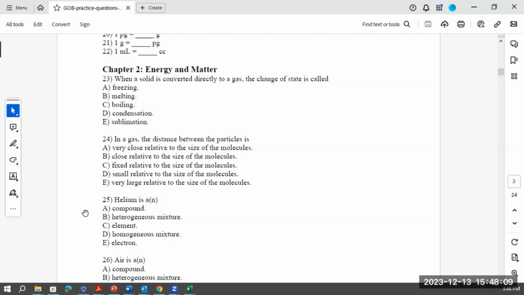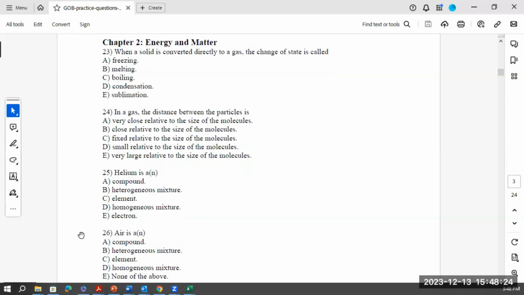Helium is a compound or an element. Is it a compound? No. It is an element. That is correct. C is the correct answer. Air. Air is a compound, a heterogeneous mixture, an element, a homogeneous mixture. That is correct. D as in donkey, homogeneous mixture, right? Because we know that air is made up of oxygen and other gases, but all of them are independent of each other, right?